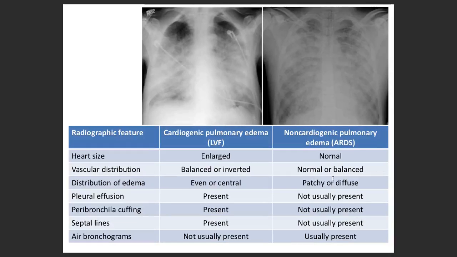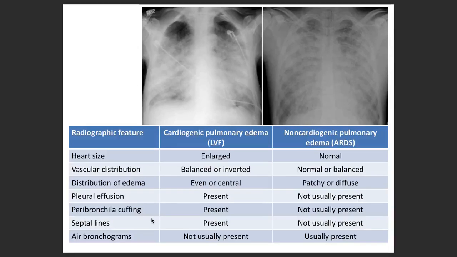However, in the respiratory cause, the edema is going to be much more widespread. For example, in the cardiogenic case you are able to see some clear lung zones, but over here, not at all. You can't see anything at all. As I was telling you, pleural effusions are quite common in LV failure. However, in ARDS, they are mostly not present, and the septal lines or even the peribronchial cuffing are pretty common in cardiogenic pulmonary edema.